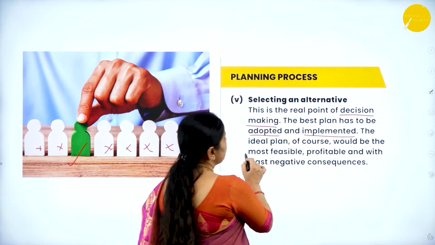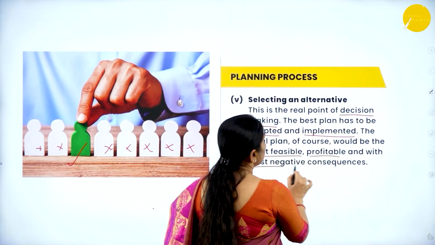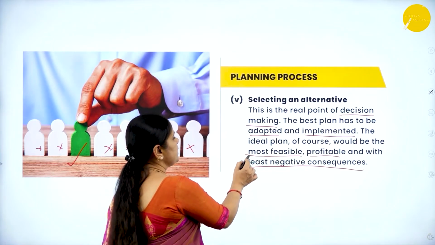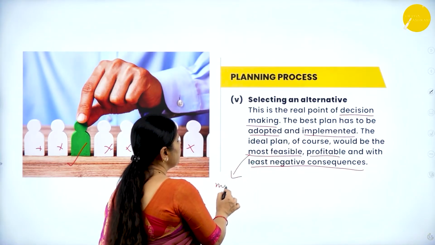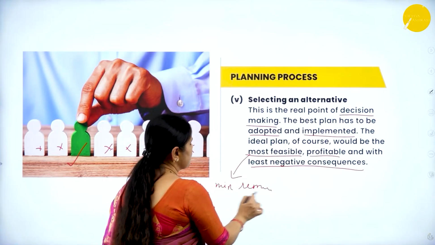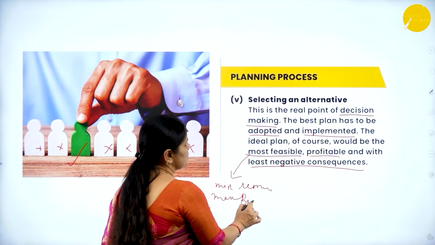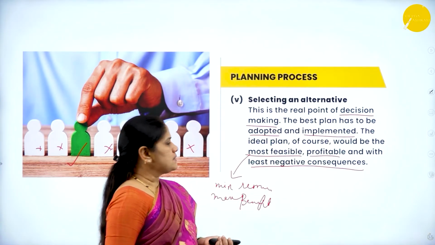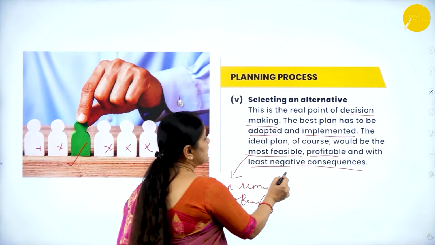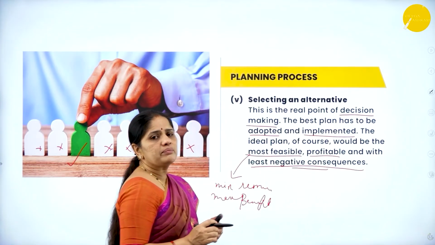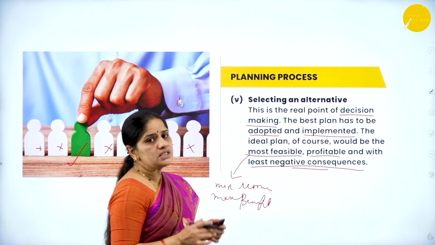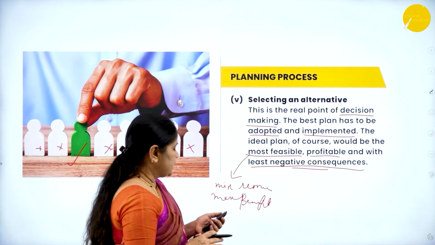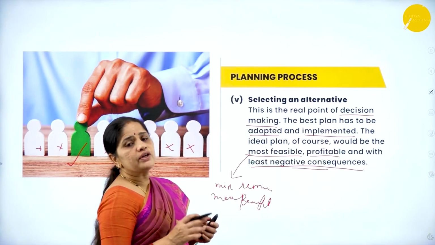The ideal plan would be most feasible, profitable, with least negative consequences. So whatever alternative you are choosing, it must be most feasible, that is with minimum resources and maximum benefit. You should be able to see that you make use of the least resources, but it gives maximum benefits, most profitable with least negative consequences. So there should not be any negative consequences because of this alternative. After evaluating all this, you zero in on one alternative, and then based on that alternative, you take a decision.